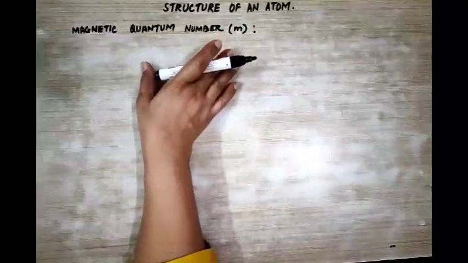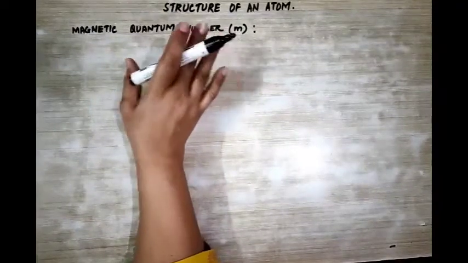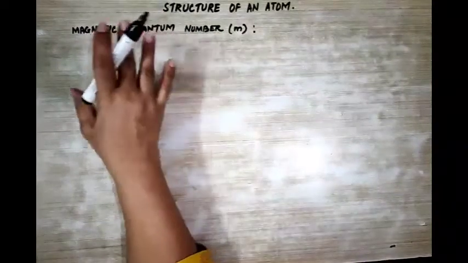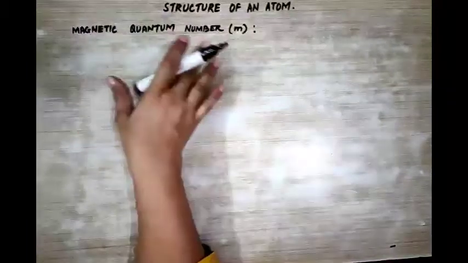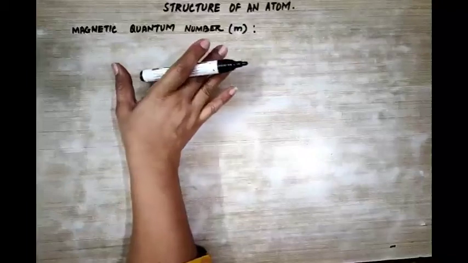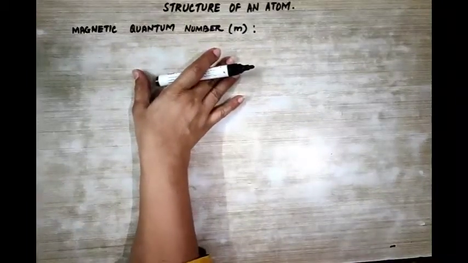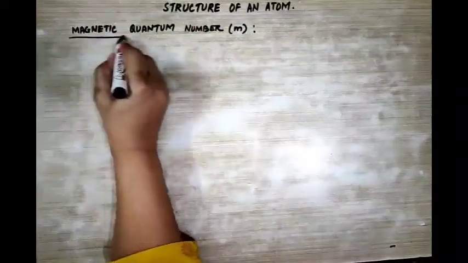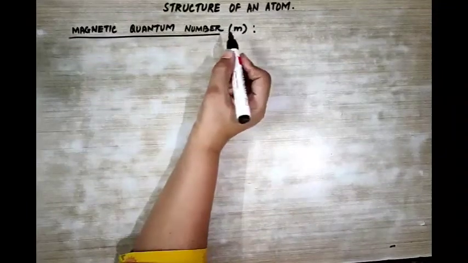So in the last video we had discussed the principal quantum number and the azimuthal quantum number. In this video I am going to talk about the magnetic quantum number and the spin quantum number. Clear? So to begin with the magnetic quantum number, right?